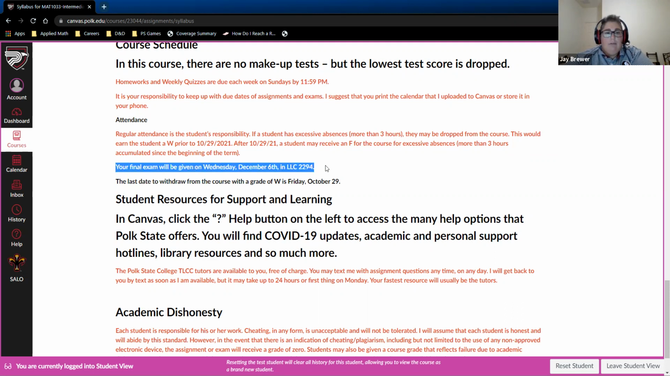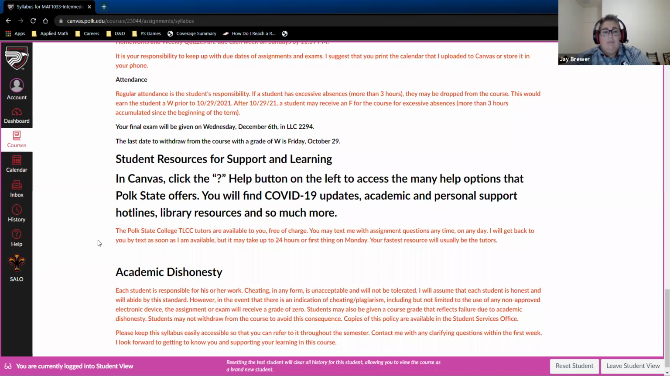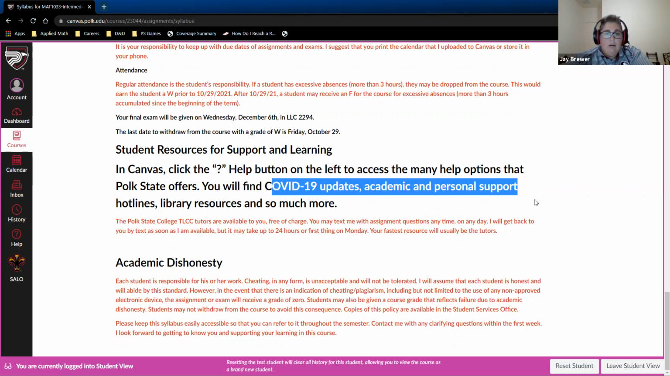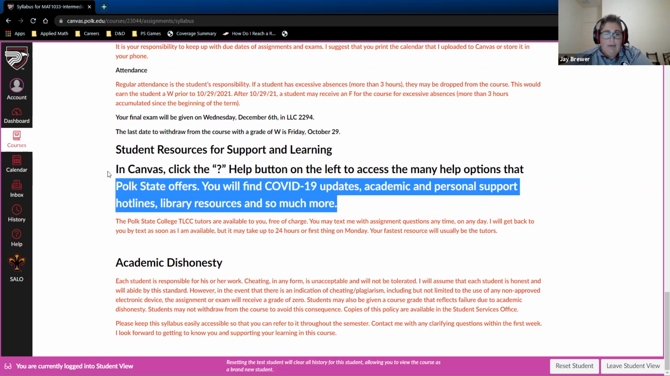Bottom line is communicate with me and you'll probably be fine. And then your final exam will be Wednesday, December 6th in our classroom. Again, it'll be paper and pencil. The big difference between the final exam and your other exams is that the final exam will always be multiple choice, and your other exams will more than likely be some form of completion.